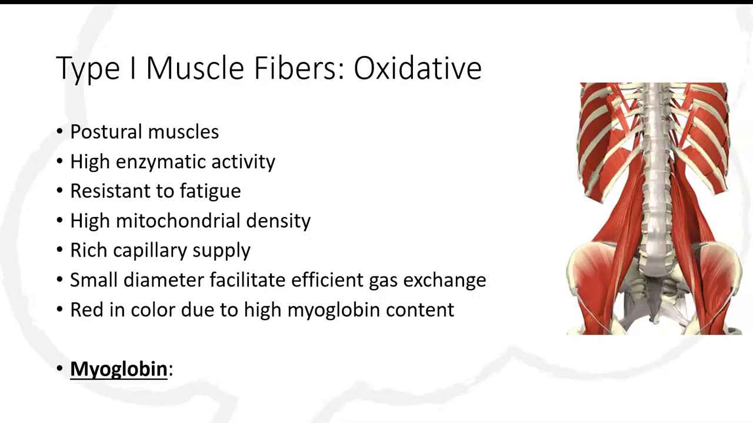Rich in capillary supply, right? Because we bring over blood flow in order to drop off the oxygen at the tissue levels and pick up waste. So we need really good blood supply to those muscles. They are very small in diameter and facilitate efficient gas exchange, and they are red in color due to the high myoglobin content. Okay, and myoglobin is that protein that is found in your muscle fibers, which is in high amounts within our skeletal muscle fibers. And the function, of course, is to supply oxygen to the cells of your muscles, our myocytes, okay, in order for us to engage in aerobic metabolism. So we are rich with myoglobin content.